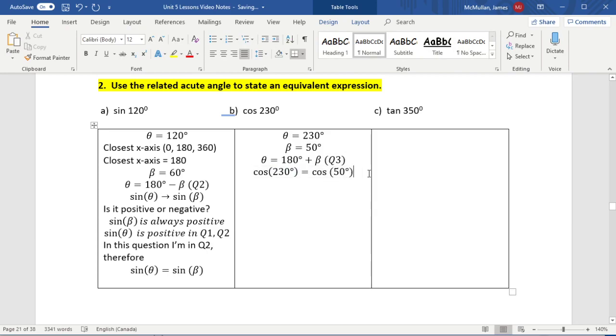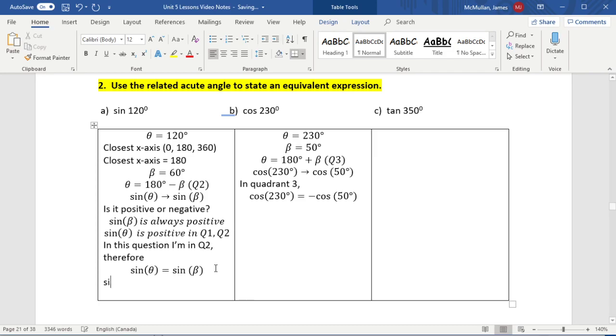Now, ask yourself, in quadrant 3, cos is negative, right? In quadrant 3, cos is negative. So I say cos 230 is the same number as cos 50, just negative. So you see how the answer is the same?